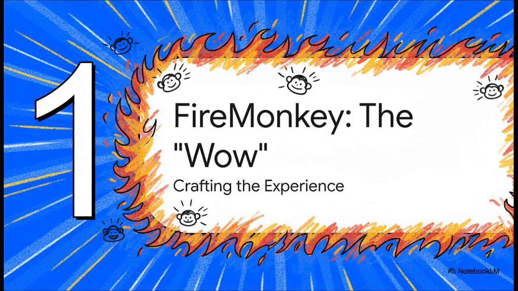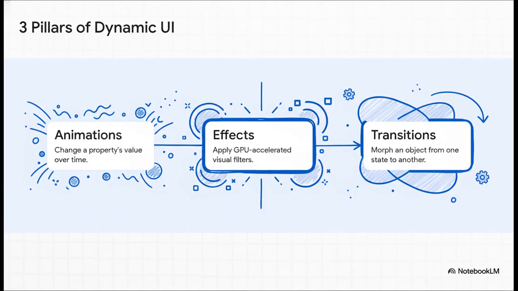This all starts with the FireMonkey framework. It's the powerful visual engine that's really at the heart of any modern Delphi application. So what are the actual building blocks of a dynamic UI? Well, it really just comes down to three key pillars. You've got animations, which bring movement to your elements. You've got effects, which add that visual flair, GPU-accelerated filters and stuff. And then you have transitions, which create those smooth, elegant changes between different states. It's how these three play together that creates that feeling of a living application.